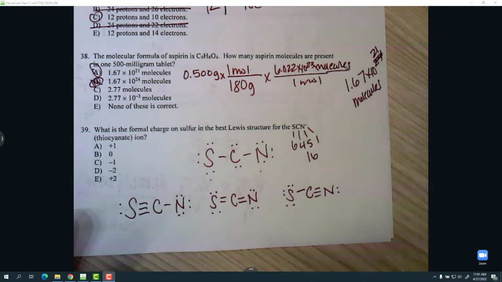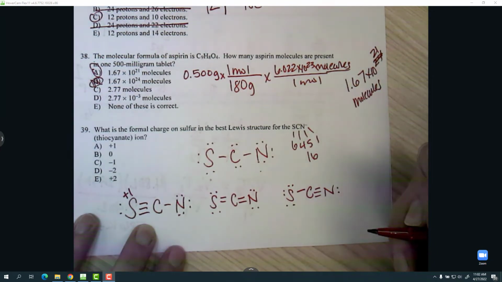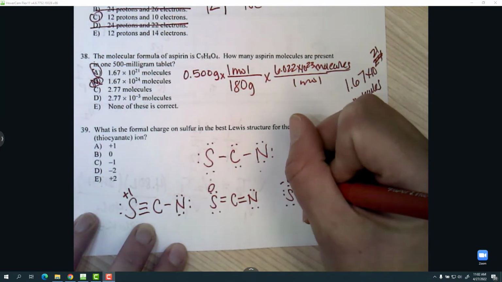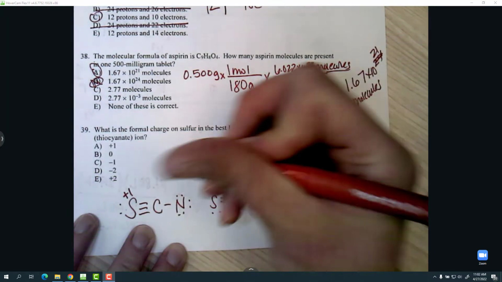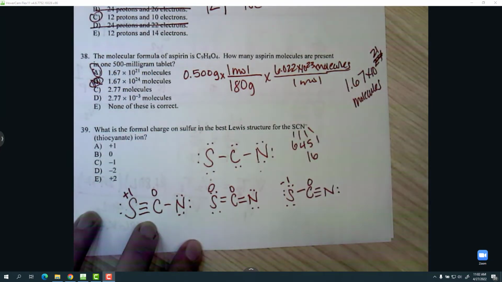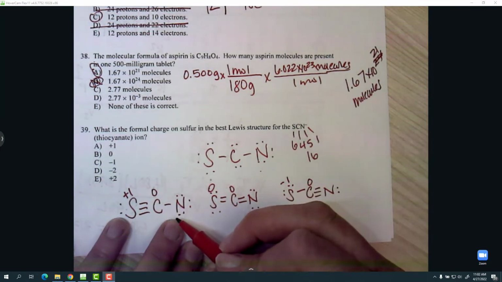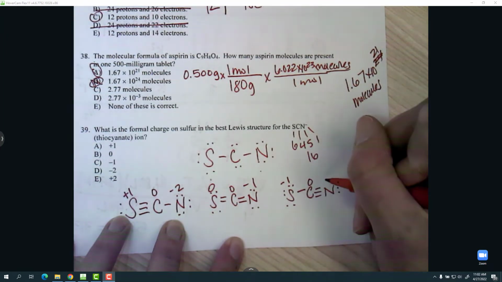All right, so formal charge on everything. I'm going to do all the sulfurs first. Remember, formal charge is 6 from the periodic table, -1 for every dot, -1 for every line. So that's plus 1. 6 minus 6 is 0. 6 minus 7 is minus 1. Carbon, 4 from the periodic table, minus 1 for every dot, 1 for every line. That's 0, 0, and 0 because they all have 4 lines. Nitrogen is 5 from the periodic table, minus 1 for every dot and 1 for every line. So that's minus 2, minus 1, and 0.